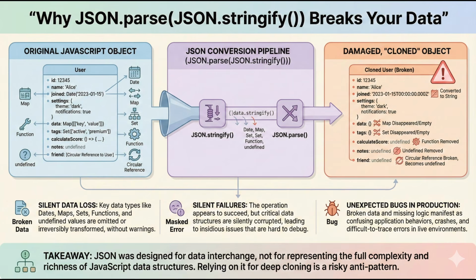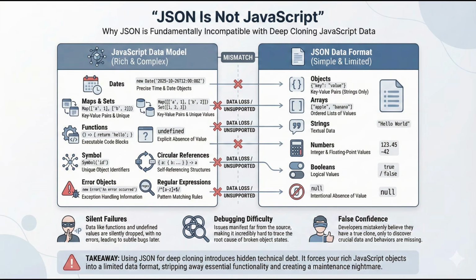For a long time, JSON.parse stringify felt like the easiest deep clone trick. You take your original object, convert it to a string, parse it back, and boom, new copy. But the problem is, JSON was never designed to represent real JavaScript data. It doesn't understand dates, it doesn't know what a map is, it ignores undefined values, it can't handle functions, and if you accidentally pass in a circular reference, your code just crashes. The worst part is that most of these failures are silent, which makes debugging incredibly painful.